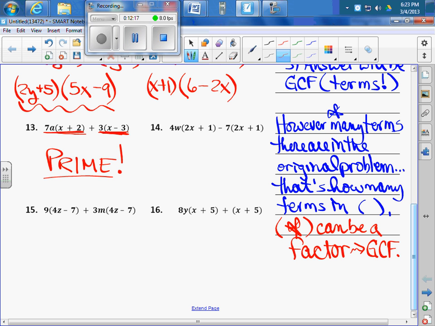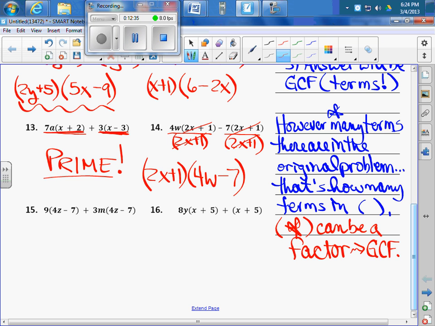In number 14, we have 2x plus 1. That is a common factor. Keep the parentheses. Bring that greatest common factor down, the 2x plus 1. Keep it in the parentheses. When these guys cancel, we're left with 4w. When these guys cancel, we're left with minus 7. So 2x plus 1 times the quantity 4w minus 7.